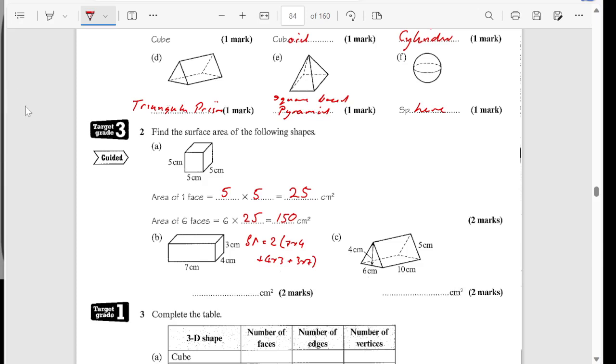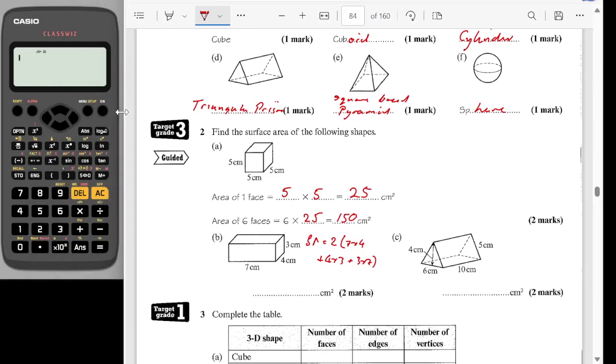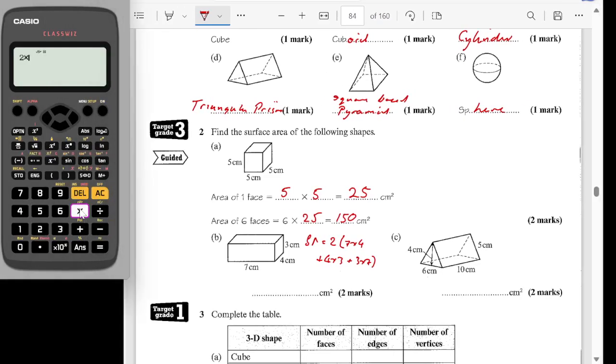Right, put my calculator in. It's going to be 2 times, open bracket, 7 times 4 plus 4 times 3 plus 3 times 7. So check I've got my combinations. There we go. Close my bracket, and that gives me 122 centimeters squared.